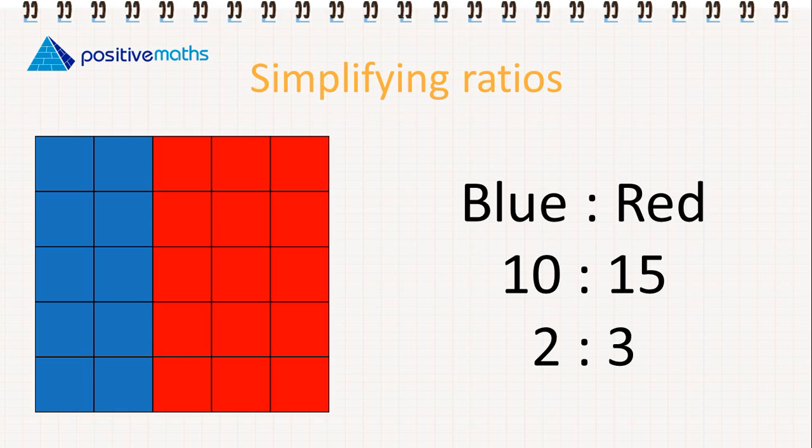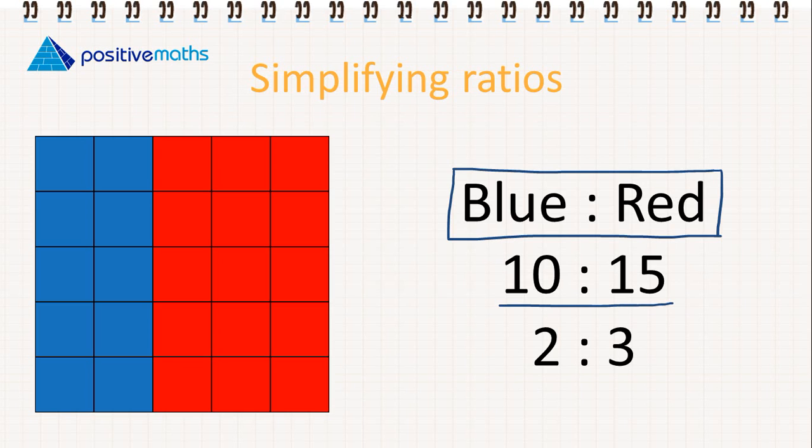Okay, we're now going to discuss simplifying ratios. So again, we're taking the same ratio that we were looking at before. So blue is to red. So what we're looking at here is, again, a block of 25 squares. 10 of them are blue and 15 of them are red. So that's our ratio, 10:15. But we can also simplify that ratio down.